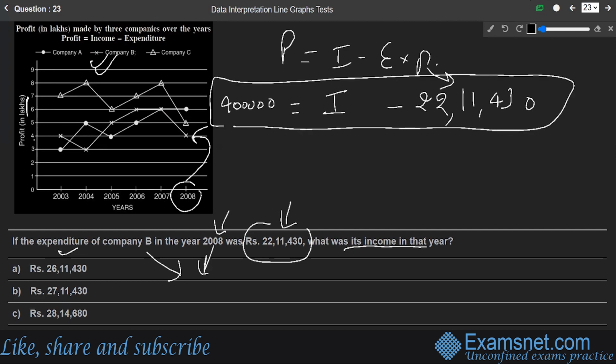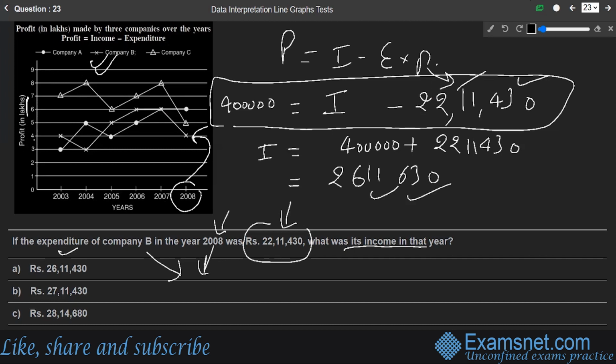So clearly we are supposed to find out the income value, and income value will be 4 lakh plus 22 lakhs 11,430. Rather, this is not 22,104.30, it is 22 lakhs 11,430, and the profit is obviously 4 lakh. So clearly we are supposed to add this. If we add this together, then this becomes 26 lakh 11,630 rupees. Let us see where it is available. It is available in option number A, so that becomes the right answer.